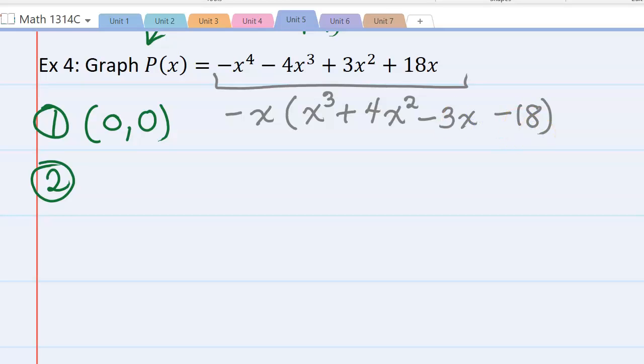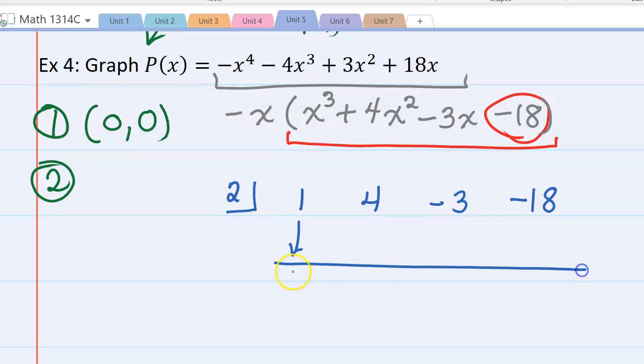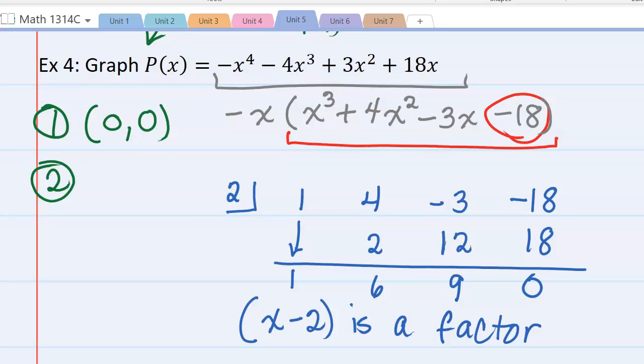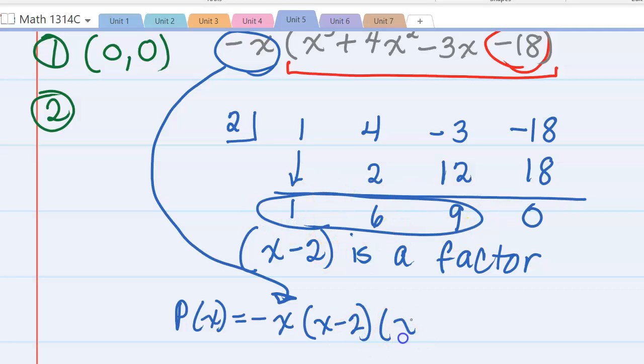Now we have a cubic function that needs to be factored. We will need to use synthetic division and some guesses. Looking at the factors of 18, I will guess 2 is a 0. I will use synthetic division to verify that it is a 0. Now we have p of x factored as negative x times x minus 2 times the quadratic expression of x squared plus 6x plus 9 that you should be able to factor on your own.